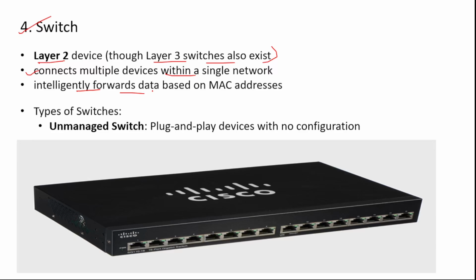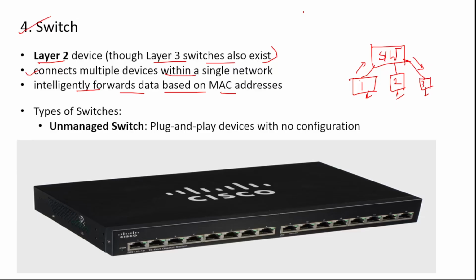Suppose there is a switch, and in this switch there are PCs connected to the switch ports. Suppose PC1 wants to send data to PC3. So first PC1 sends the data to the switch, and the switch looks for PC3's MAC address. How will it know the MAC address of PC3? Because it already creates a MAC table when you connect the PCs to the switch ports. So it creates the MAC table.